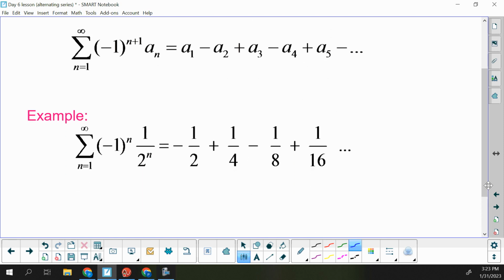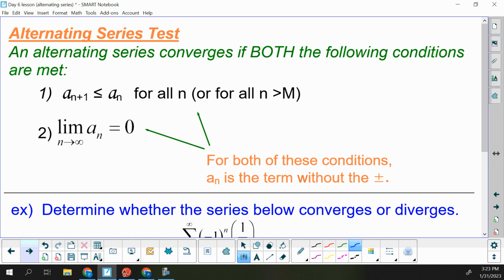Going down further, we've got a negative 1 to the n here. Notice this is essentially a geometric series where we're multiplying by negative 1/2, and it's just showing that we are alternating signs there. So our alternating series test. An alternating series, okay, so it has to be switching signs, will converge if these two things are true.